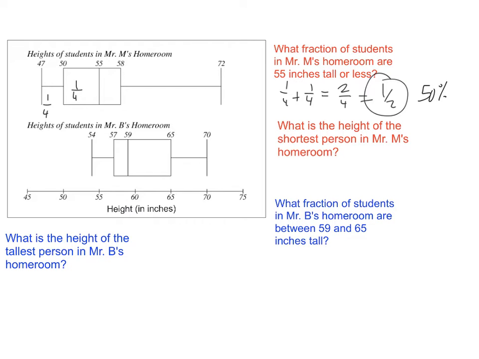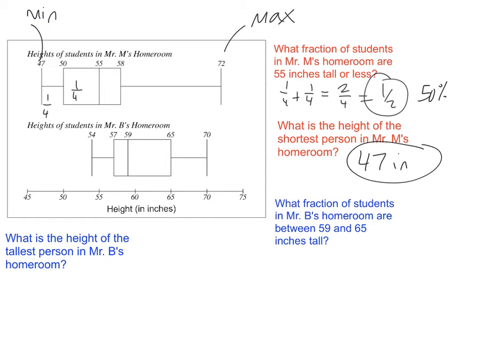What's the height of the shortest person in Mr. M's homeroom? Well, remember, in the box and whisker plot, that is going to be the min, or the minimum value, and that's our max, or our greatest value. So the shortest person would be the min, or the least value, and that's going to be 47. And we've got to look down here. What are we measuring all this in? Inches.